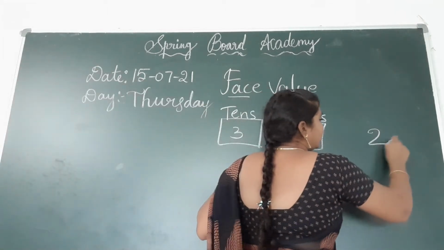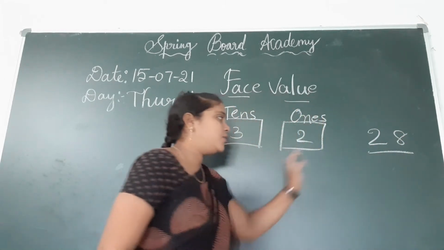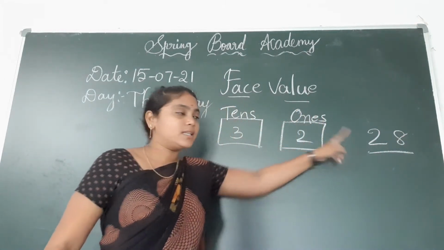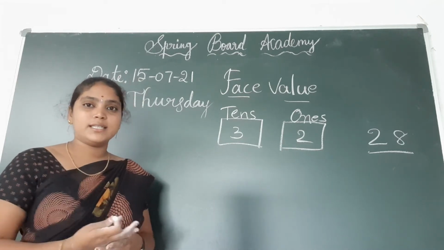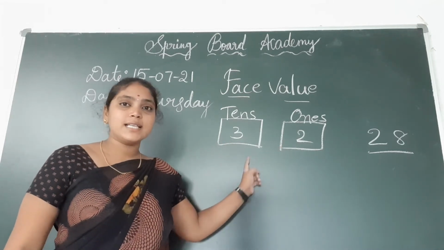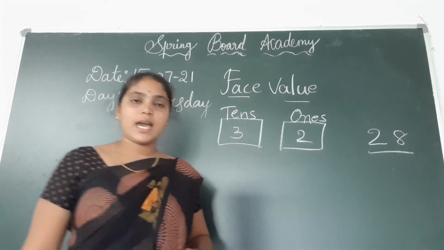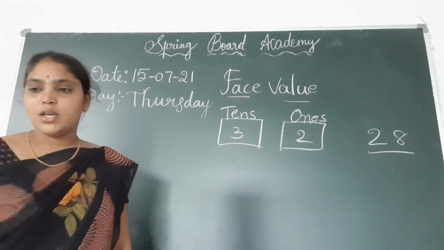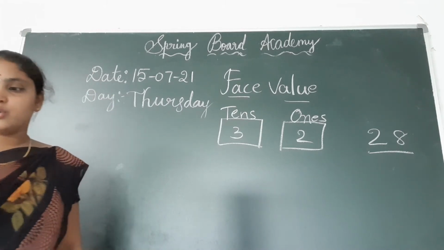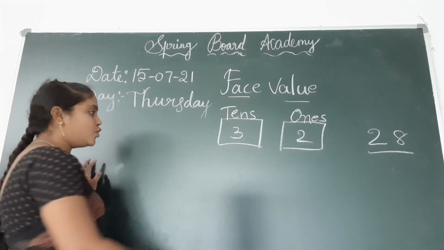If 2 is in 28, how can we read it, children? We read this as 28. But now here 2 is in the ones place. So how can we read this number? We can read this as 32. So 2 is in the ones place. Its place value tells us that there are 2 ones in it.